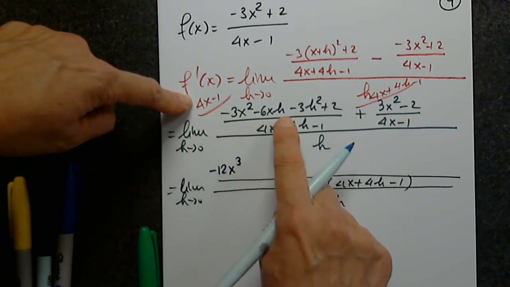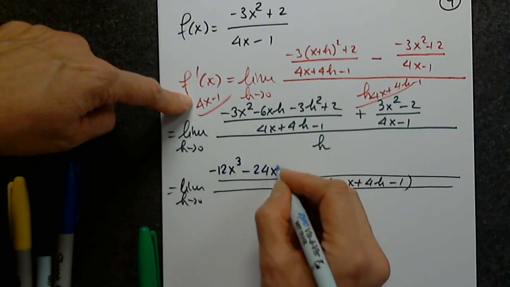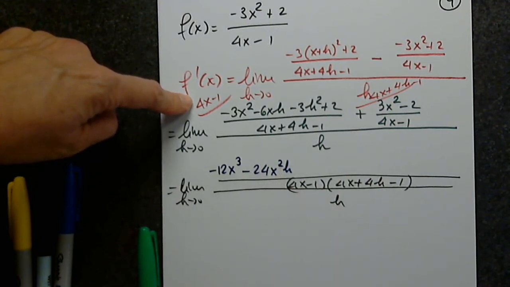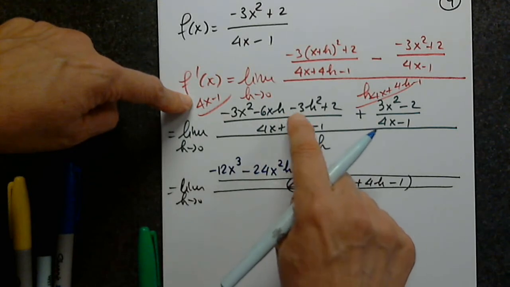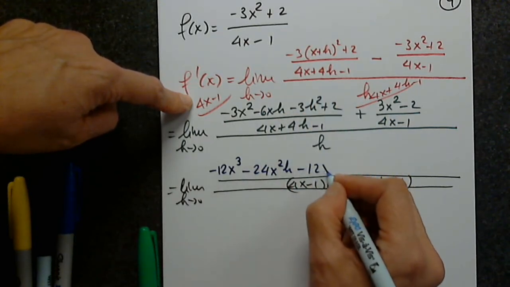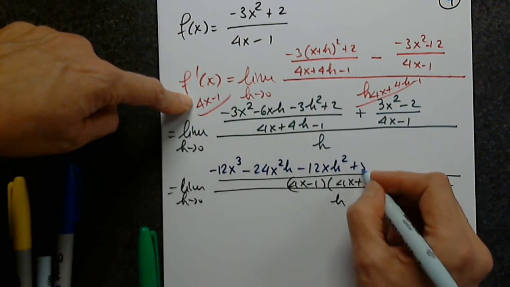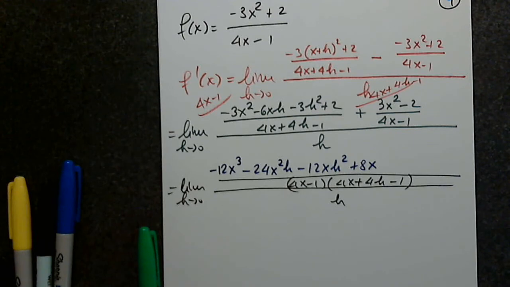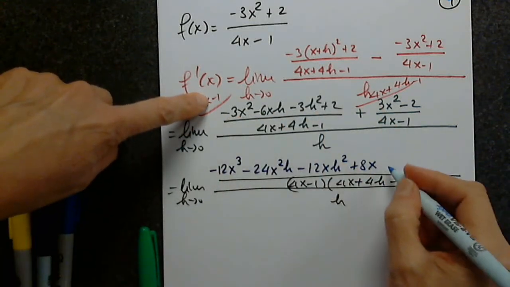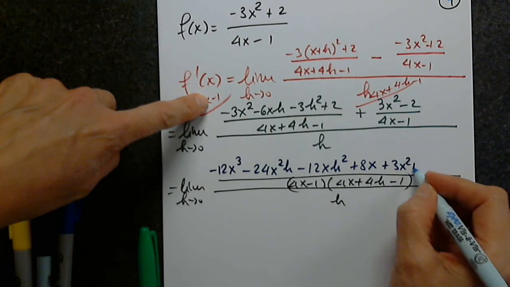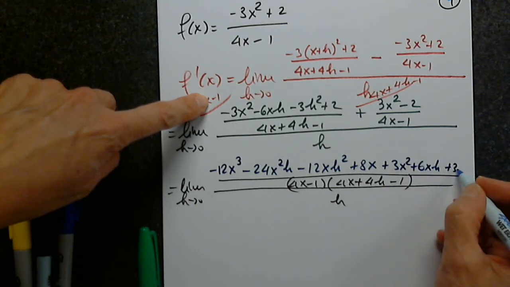4x times negative 6xh is negative 24x squared h. 4x times negative 3h squared is negative 12xh squared. And 4x times 2 is positive 8x. We only distributed 4x to 4 terms. Would you agree? Were you able to keep up? Okay. Now I distribute negative 1 to these 4 terms. So positive 3x squared, positive 6xh, positive 3h squared.